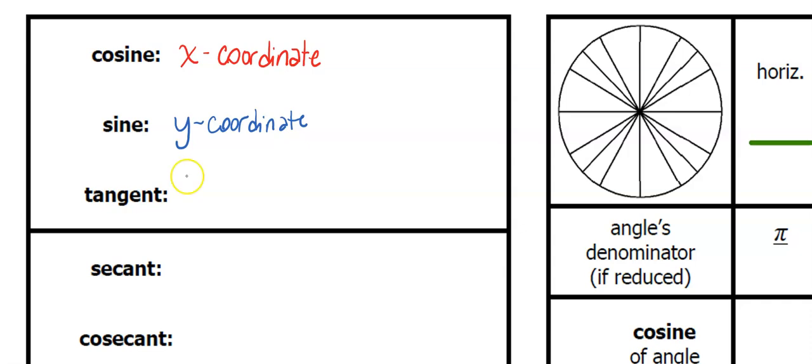And then tangent, there are different ways folks teach this. You might have remembered it as y over x, you might have remembered it as sine of the angle over cosine of the angle, which makes sense because y is sine of the angle and x is cosine of the angle. And all of that is true, and all of that is fine.